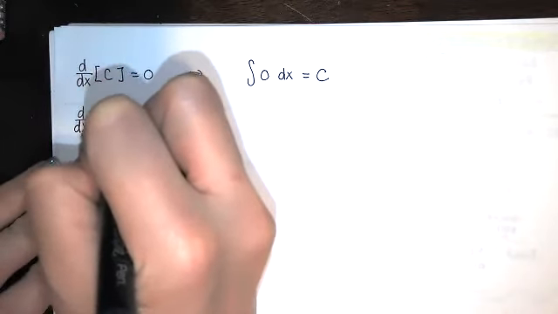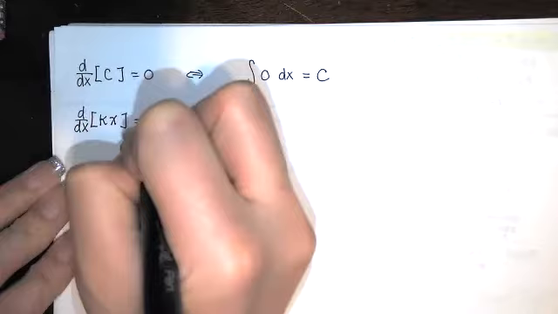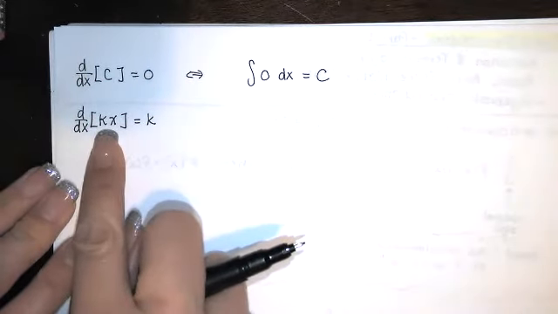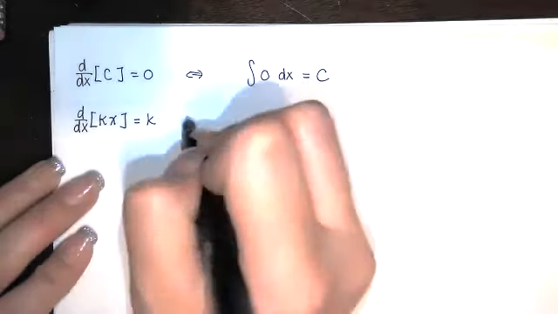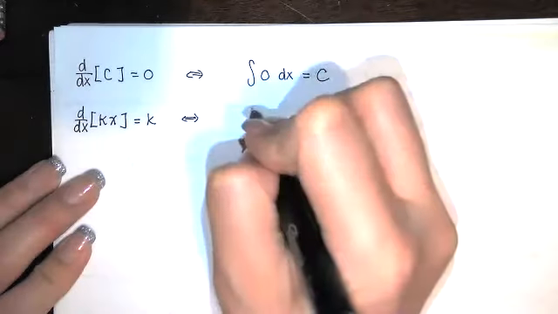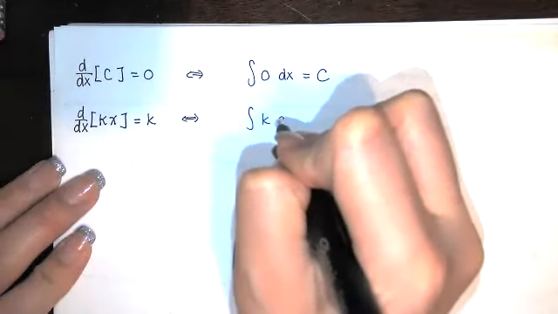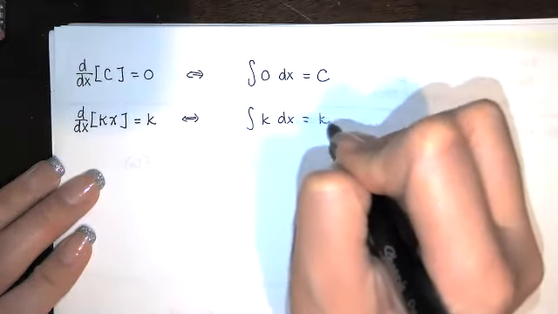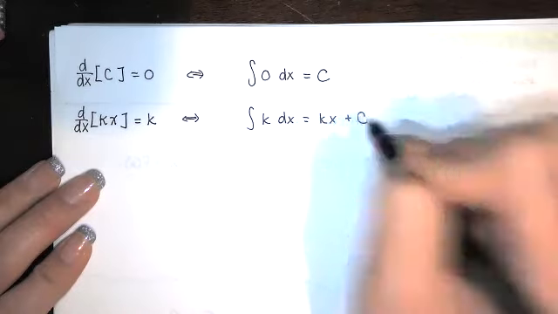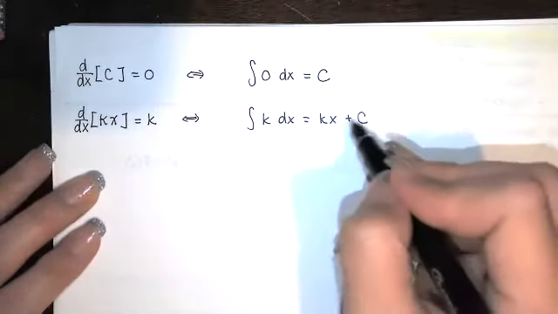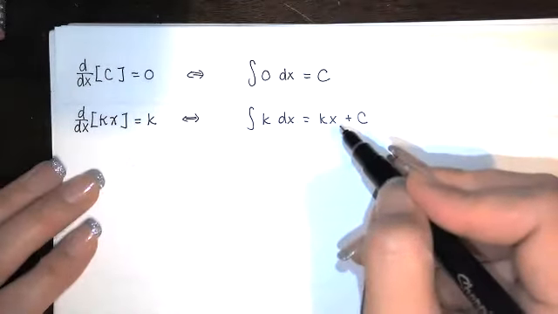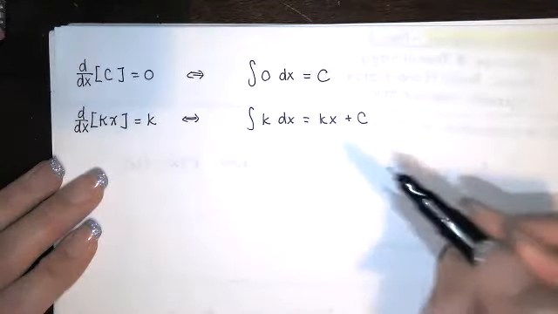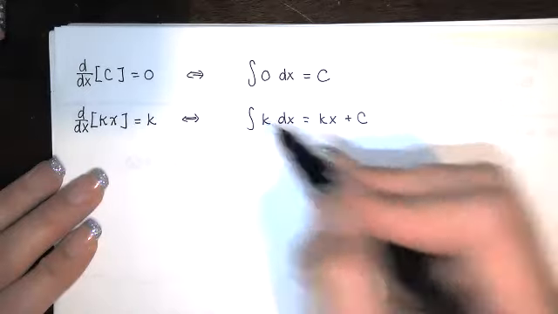We know the derivative of a constant times x is just a constant, because that's just a line that passes through the origin. It has a slope of k. So the antiderivative of that constant with respect to x is that constant times x plus c. And again, think about it. If you took the derivative of this, the derivative of a constant times x would just be the constant. The derivative of the c would be 0. So if I take the derivative of this, I get this back.